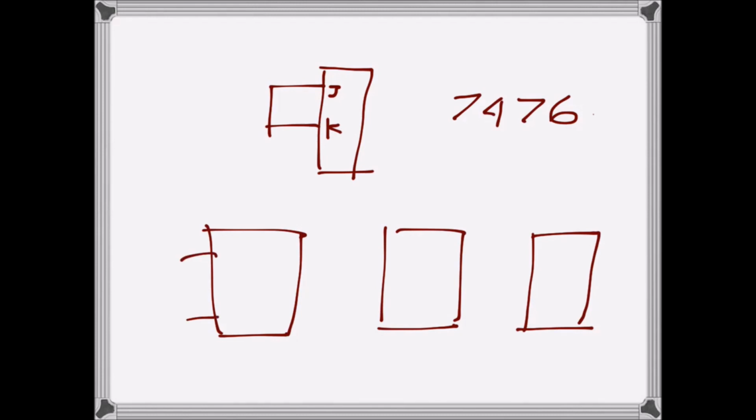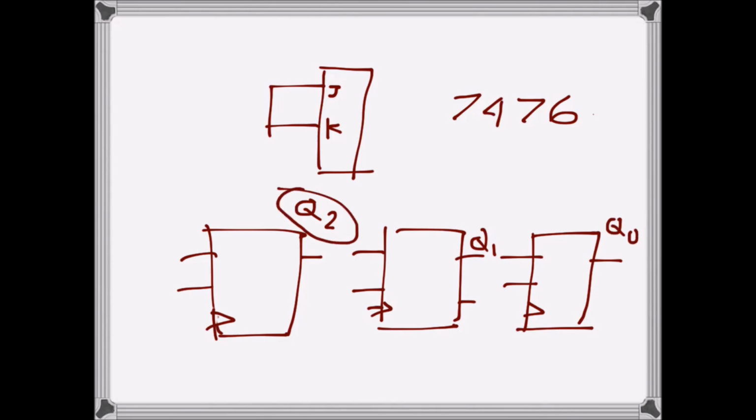So JK, that's Q. There should be a clock, so maybe I will put the J bit up here, and then here the clock. So that's clock there, clock, JK, and that's Q. Q bar will be there. I will not label that. So this is Q2, Q1, and this is Q0. So this one, Q2, is the most significant bit, and this one is the least significant bit.